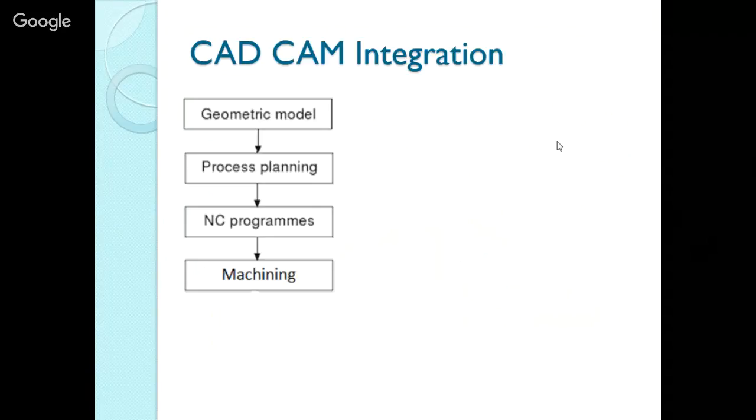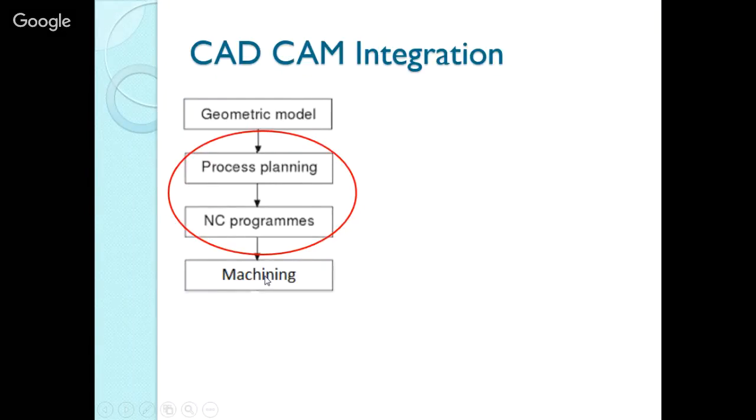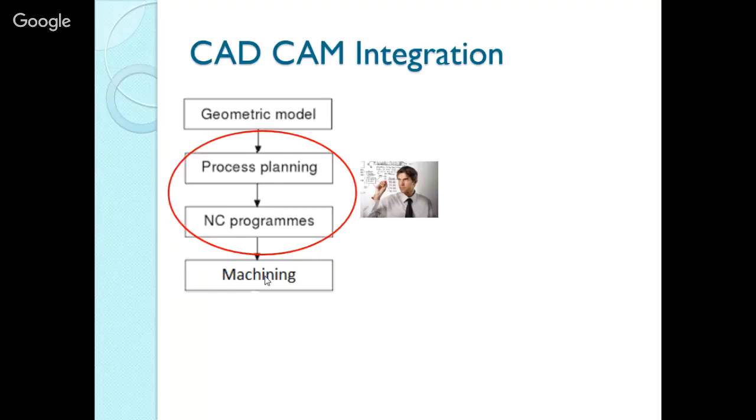Another thing that happened at that time was CAD-CAM integration. As we just discussed, once a geometrical model was made, the machining had to be done. Now, between the geometrical model and the machining, there were stages of process planning, that is production scheduling, planning the tooling, and then writing the NC programs. This part was being done by humans, although computers were being used for that. But once the geometrical model was made, there was no direct link to the machining. So humans were required to carry out this part.